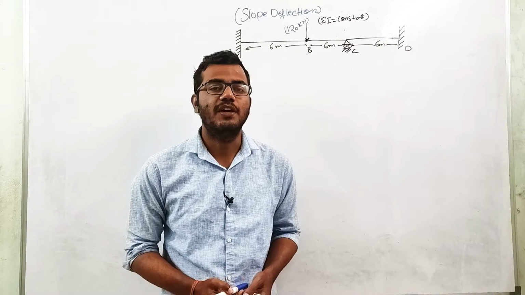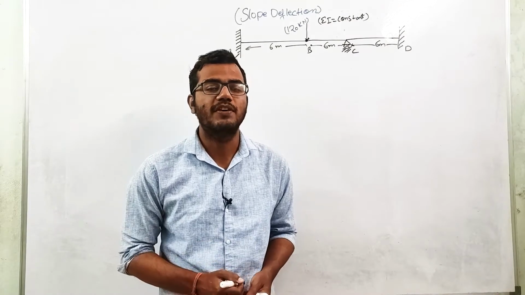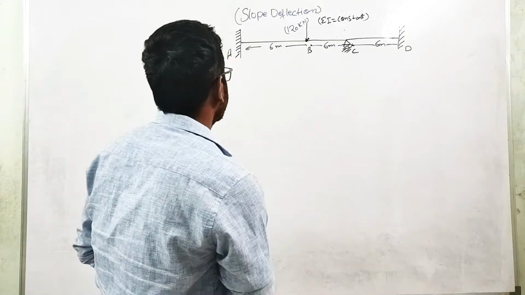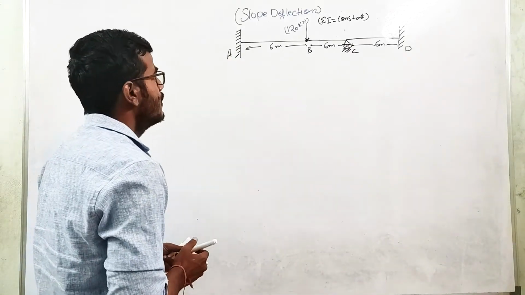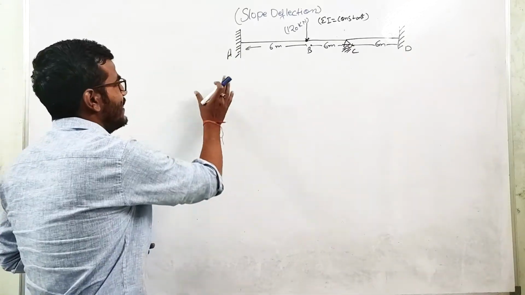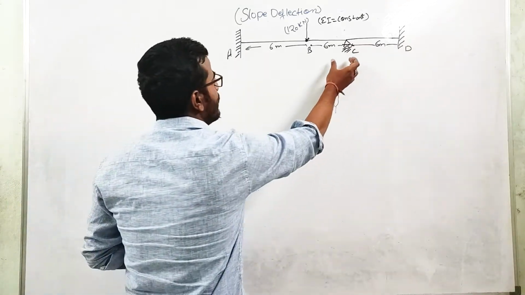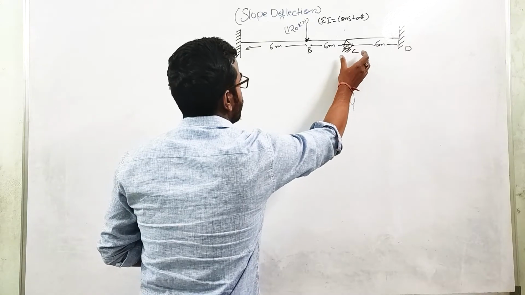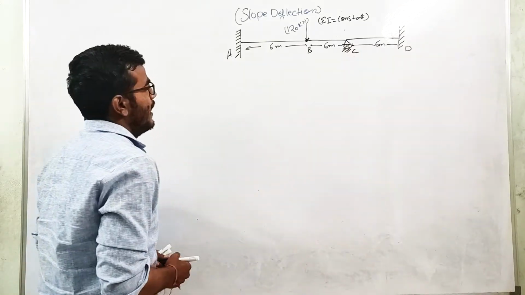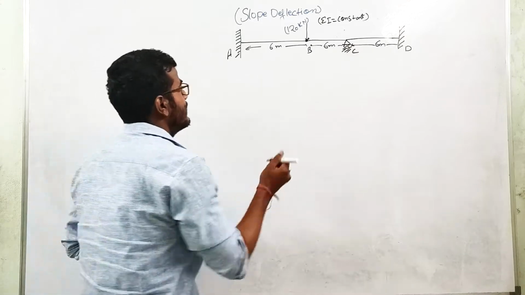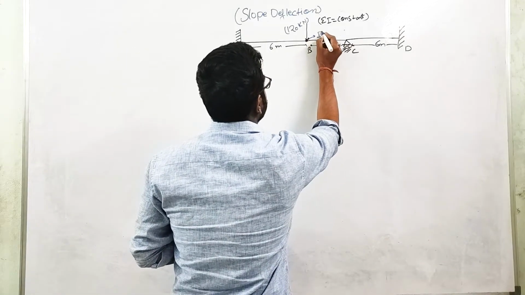In today's lecture, we are going to solve one problem on the slope deflection method. The problem is that we have one indeterminate beam in which, as you can see, at A and D we have fixed supports. At C we have an intermediate support, and at B we are providing one internal hinge.